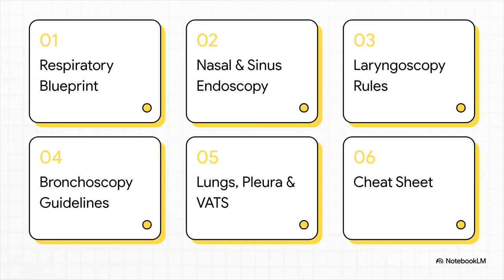All right, let's look at our airway descent map for this explainer. We're literally traveling from top to bottom, starting at the nose and sinuses, heading down through the larynx and bronchi, and finally landing in the lungs. We'll be pointing out exam traps at every single stop.